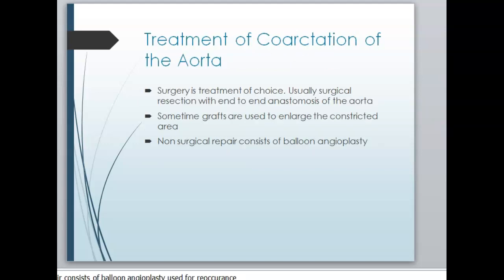Treatment of coarctation of the aorta: surgery is the treatment of choice. Usually surgical resection with end-to-end anastomosis of the aorta. Sometimes grafts are used to enlarge the constricted area. Non-surgical repair consists of balloon angioplasty, and it's usually used for recurrence after a surgical procedure.